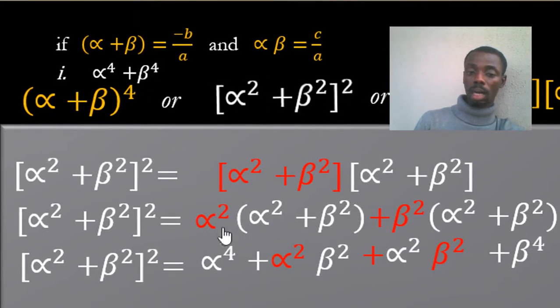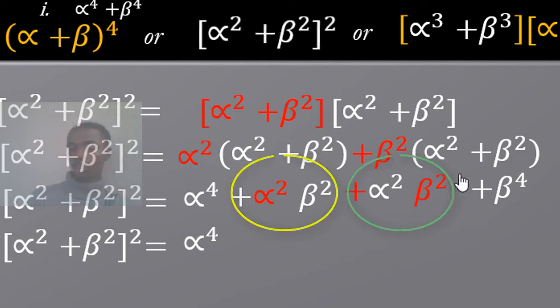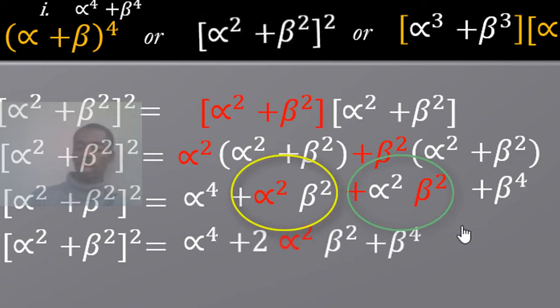You will have what I'm having down here. Alpha squared multiplied by alpha squared, that's alpha raised to the power of 4. Alpha squared multiplying beta squared, that's alpha squared beta squared. Beta squared multiplying alpha squared, that is alpha squared beta squared. Now, beta squared multiplying beta squared, that's beta raised to the power of 4. With that done, I'm having alpha raised to the power of 4. Here is alpha squared beta squared added to another alpha squared beta squared. That's going to be 2 alpha squared beta squared. Then plus beta raised to the power of 4.